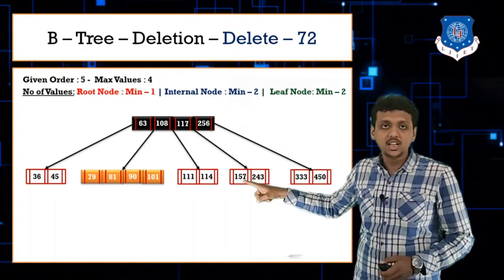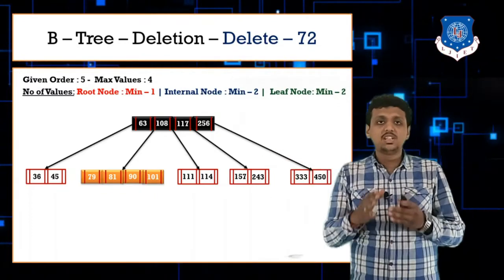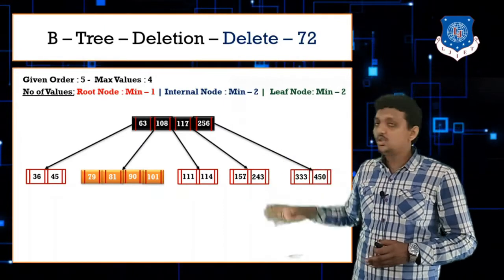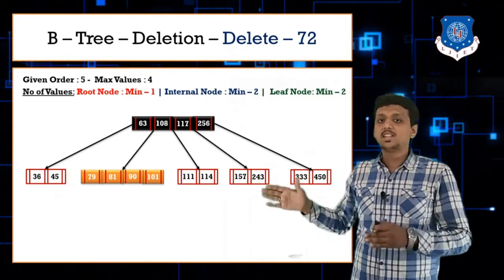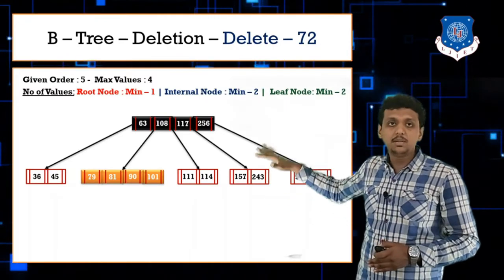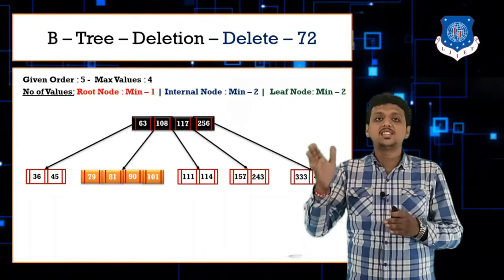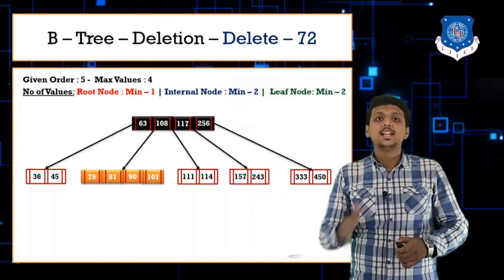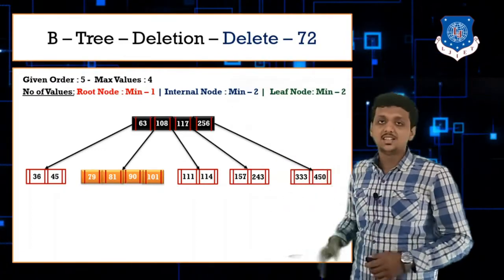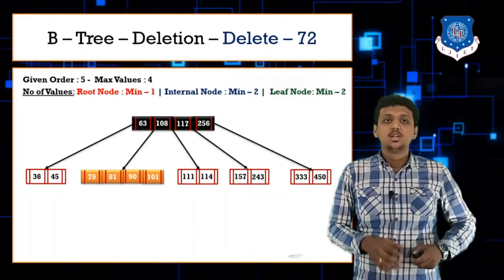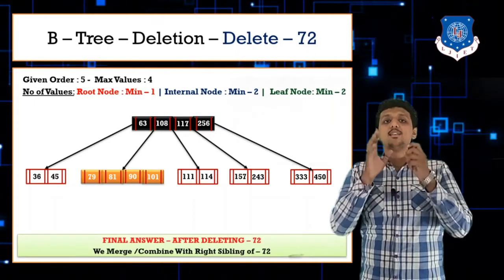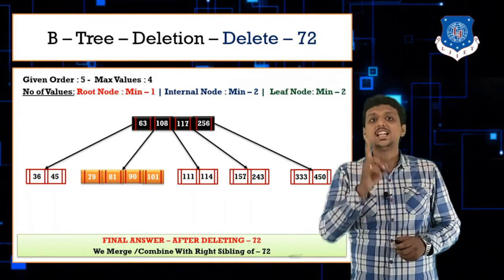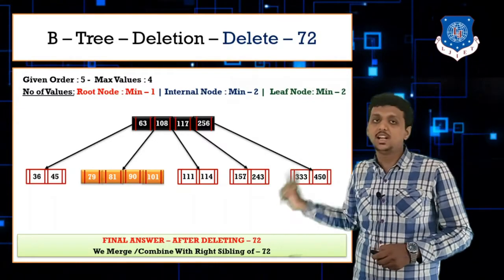Here it is. This becomes my final answer, where 36 and 45 are on the left side of 63, 100, and the values which are greater than 63 and less than 100 must be in between of them. The values which are greater than 100 and less than 117, like 114 and 111, are in between of them. The values greater than 117 and less than 256, like 157 and 253, must be over there, and the values greater than 256 are on the right side, on the last node. So students, if I choose the right sibling, after deletion of 72, this is my final answer number 1.